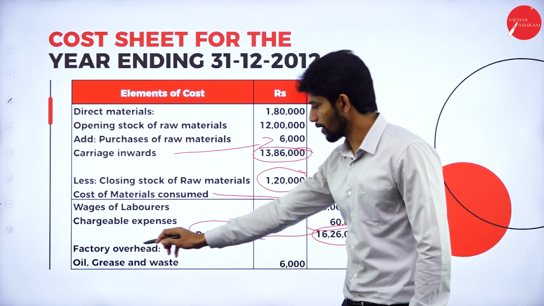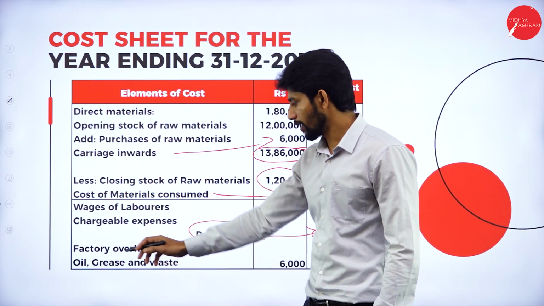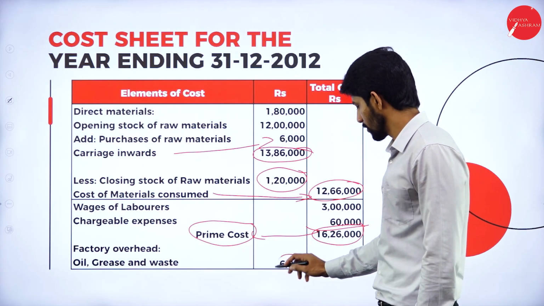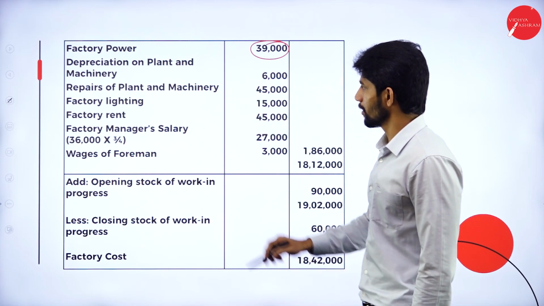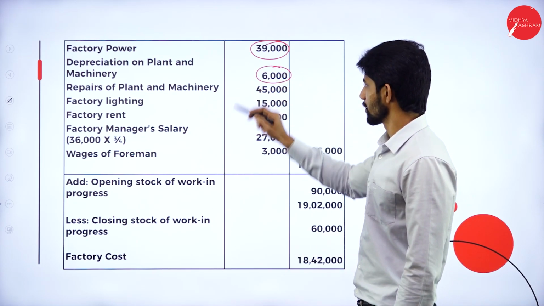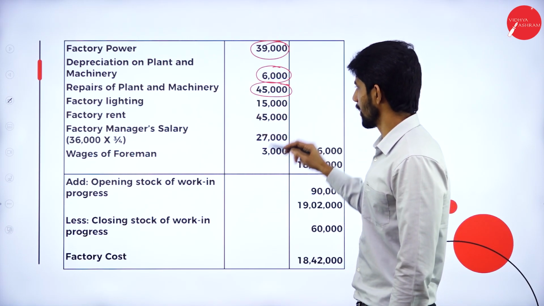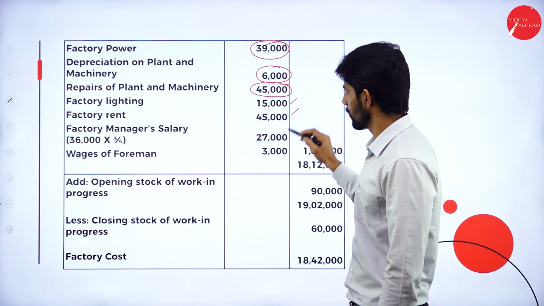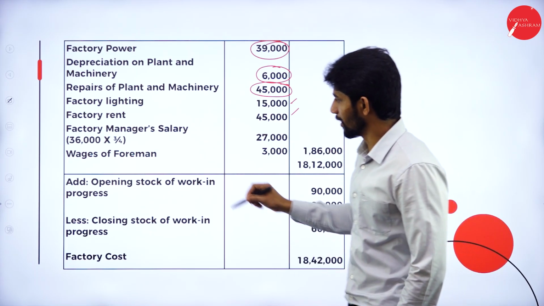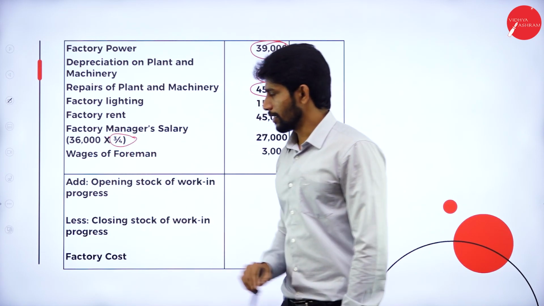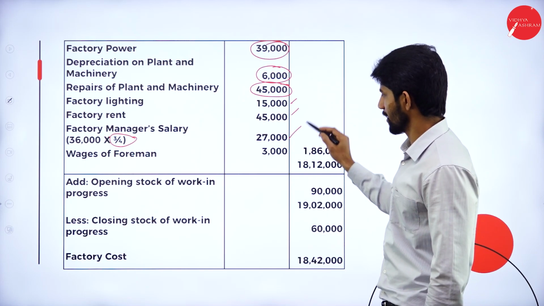So for prime cost, add factory overhead. In that we have oil, grease and waste of rupees 6,000 and next factory power 39,000, depreciation on plant and machinery 6,000, repair of plant and machinery 45,000, factory lighting 15,000, rent 45, factory manager salary, total salary is 56. In that 3/4 relating to factory manager. So if you compute 3/4, you will get 27,000.